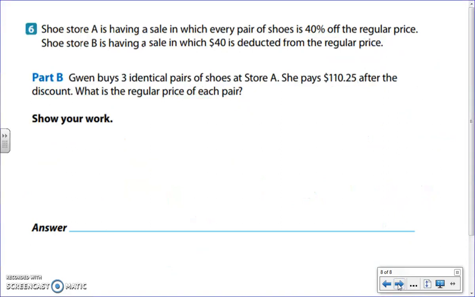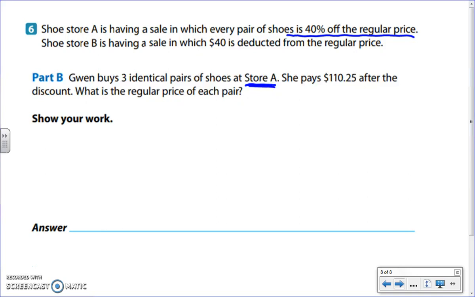Part B of the question says that Gwen buys 3 identical pairs of shoes at store A. Alright, so she's buying at store A. So we're thinking of this discount, 40% off the regular price. She pays $110.25 after the discount. What is the regular price of each pair?